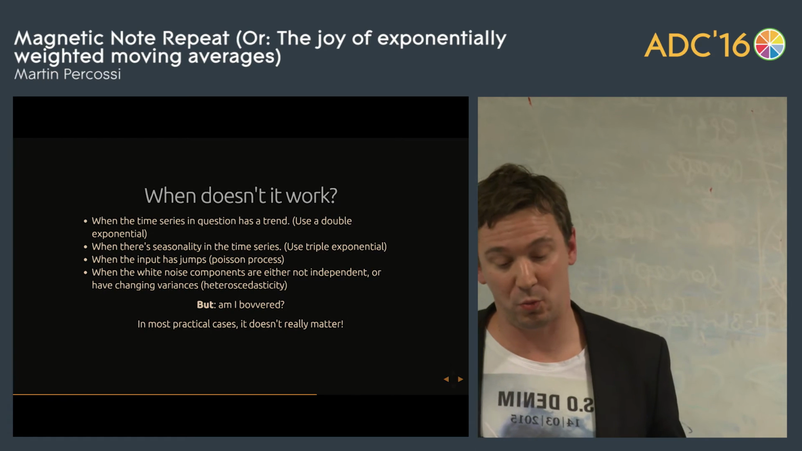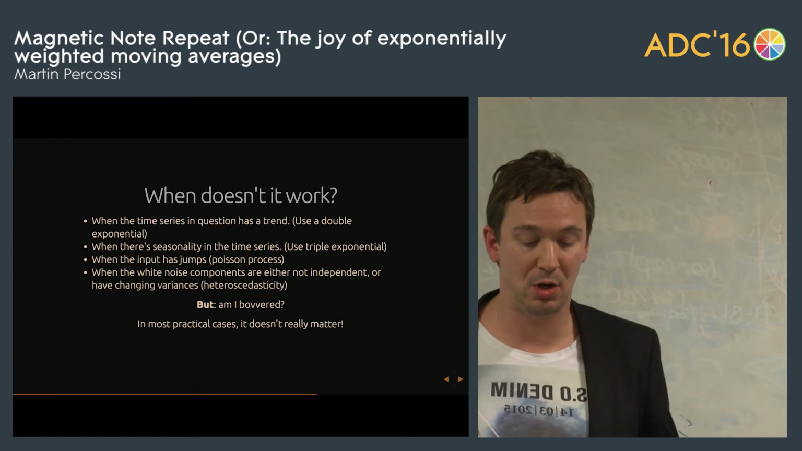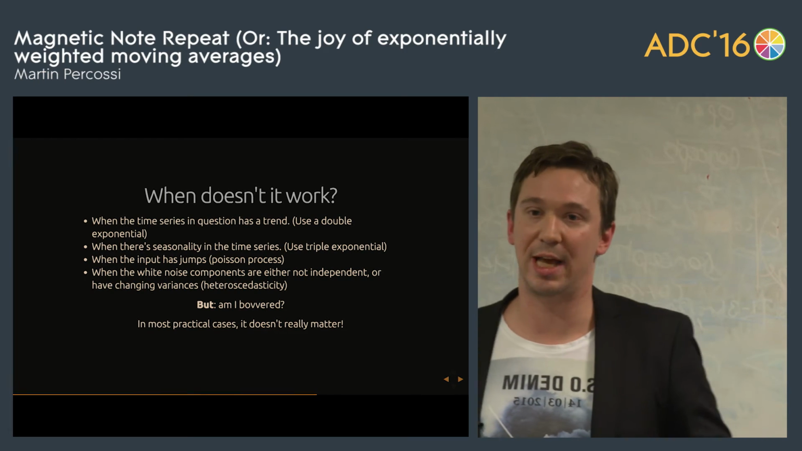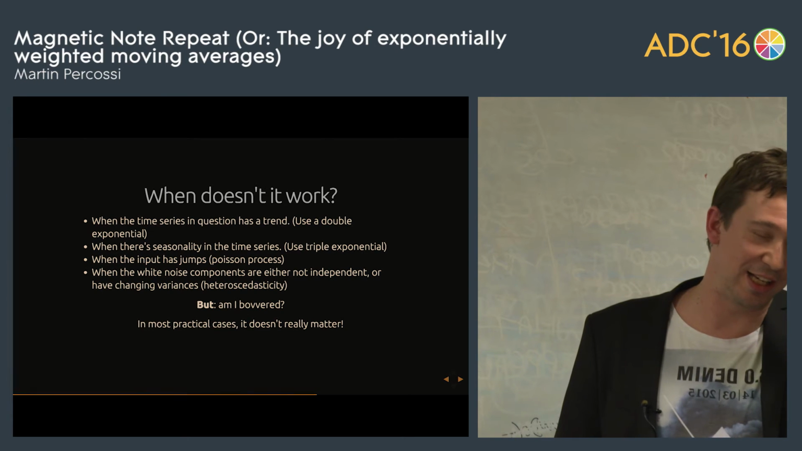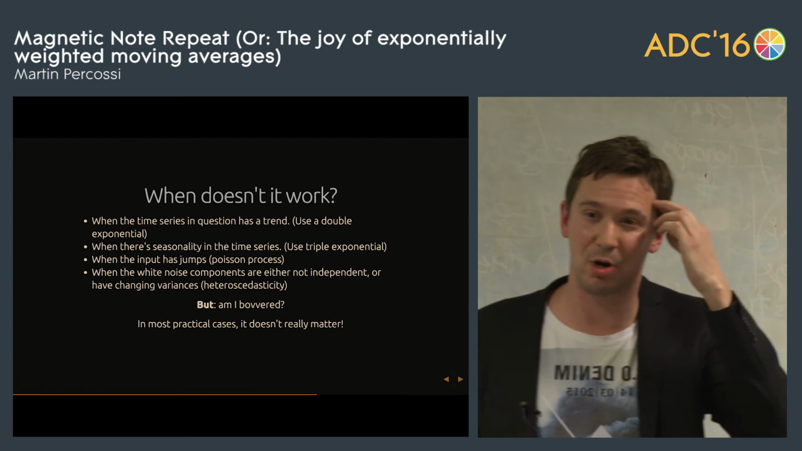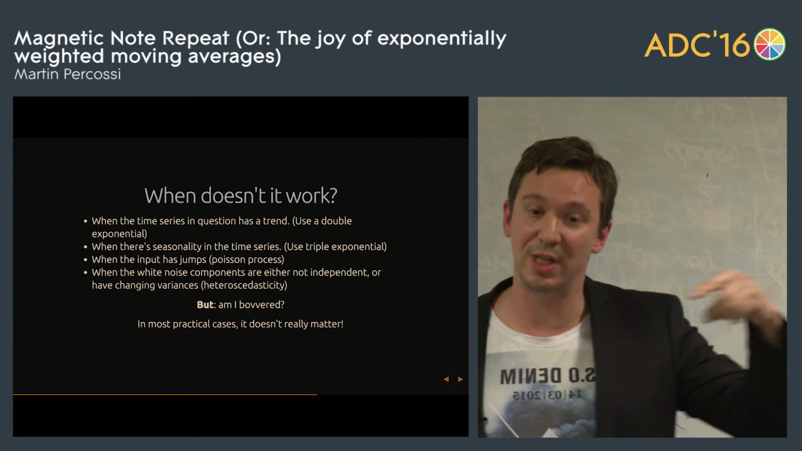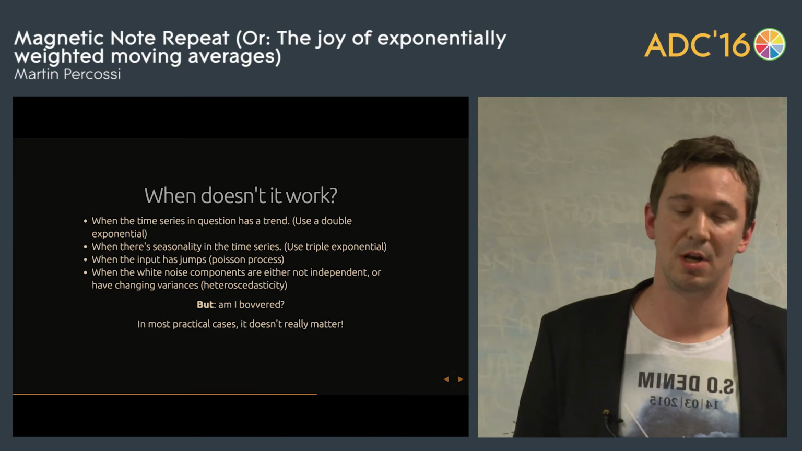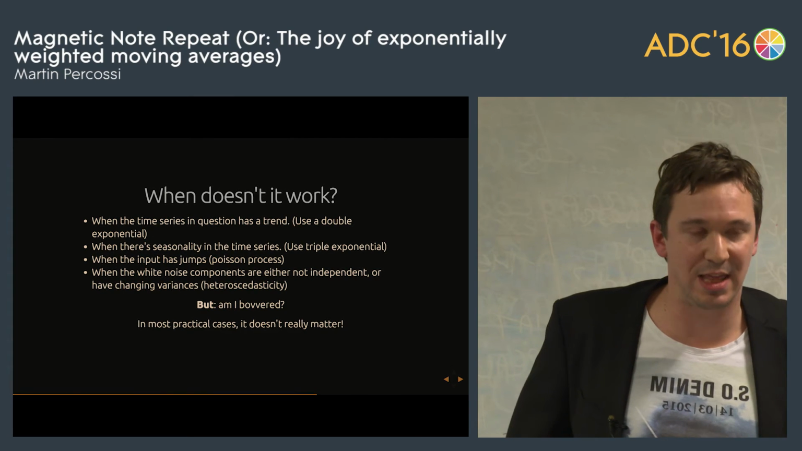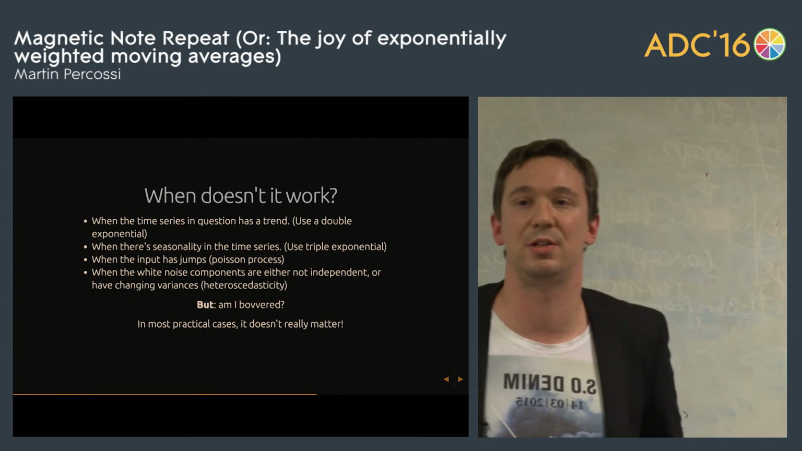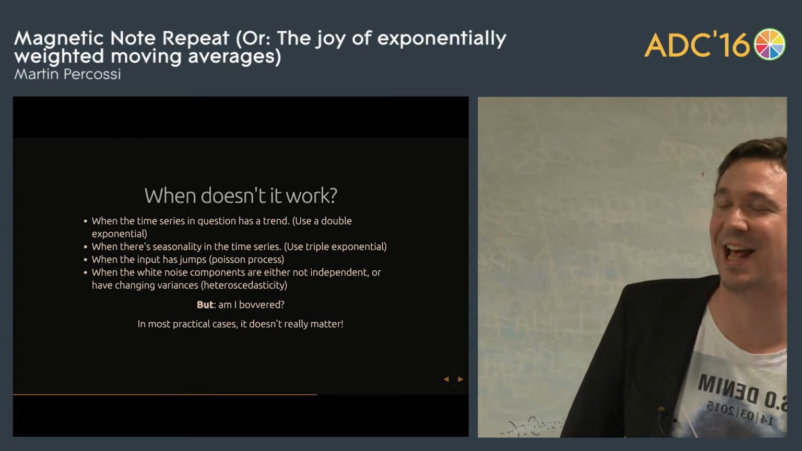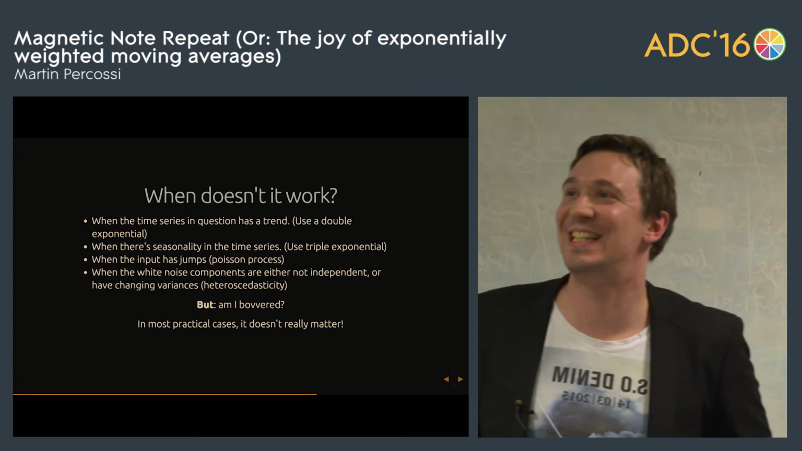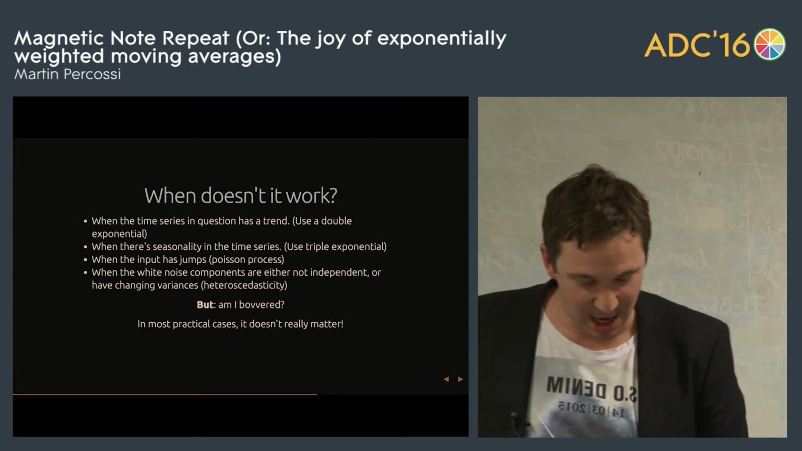And also when the white noise components are not independent or have changing variances, which is called heteroskedasticity. And for that, there's models like, so for finance, there's option models called the Heston model, where the variance is assumed to itself be a Gaussian process, right? And I think the equivalent in discrete time is called GARCH, right? In fact, heteroskedasticity appears in the world.